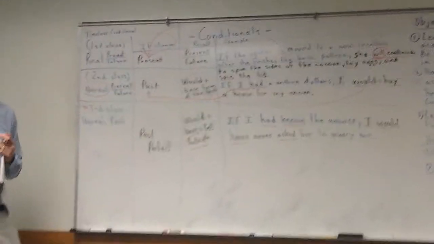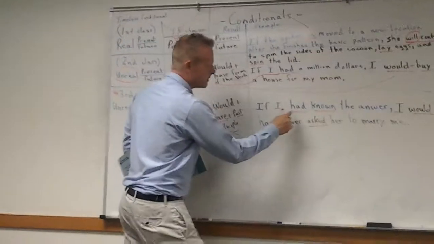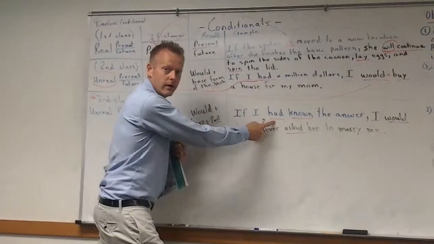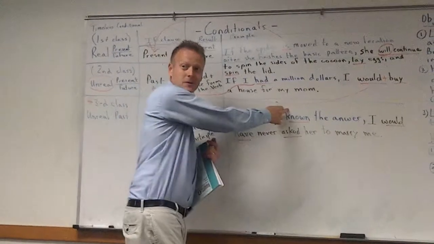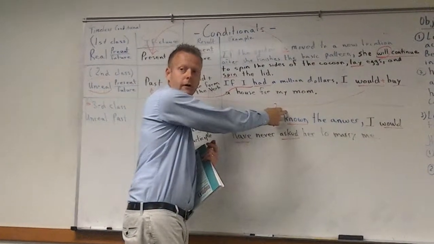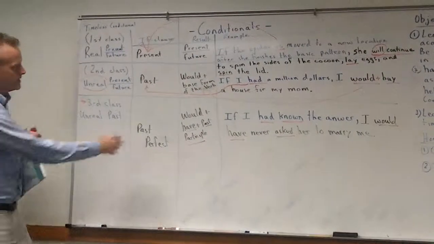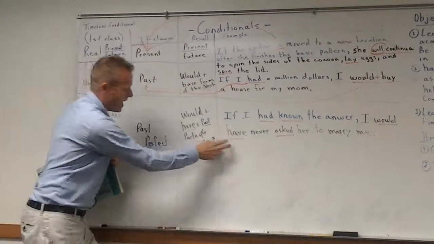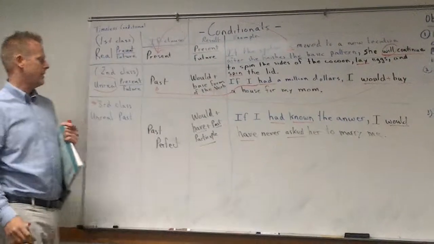Wow. Hopefully that didn't happen to you. So what is the tense here? It's past perfect. You have had plus past participle of the verb. Okay? Over here, did it follow the formula? Yes. You have would plus have plus the past participle. Okay? And that's how you do it.